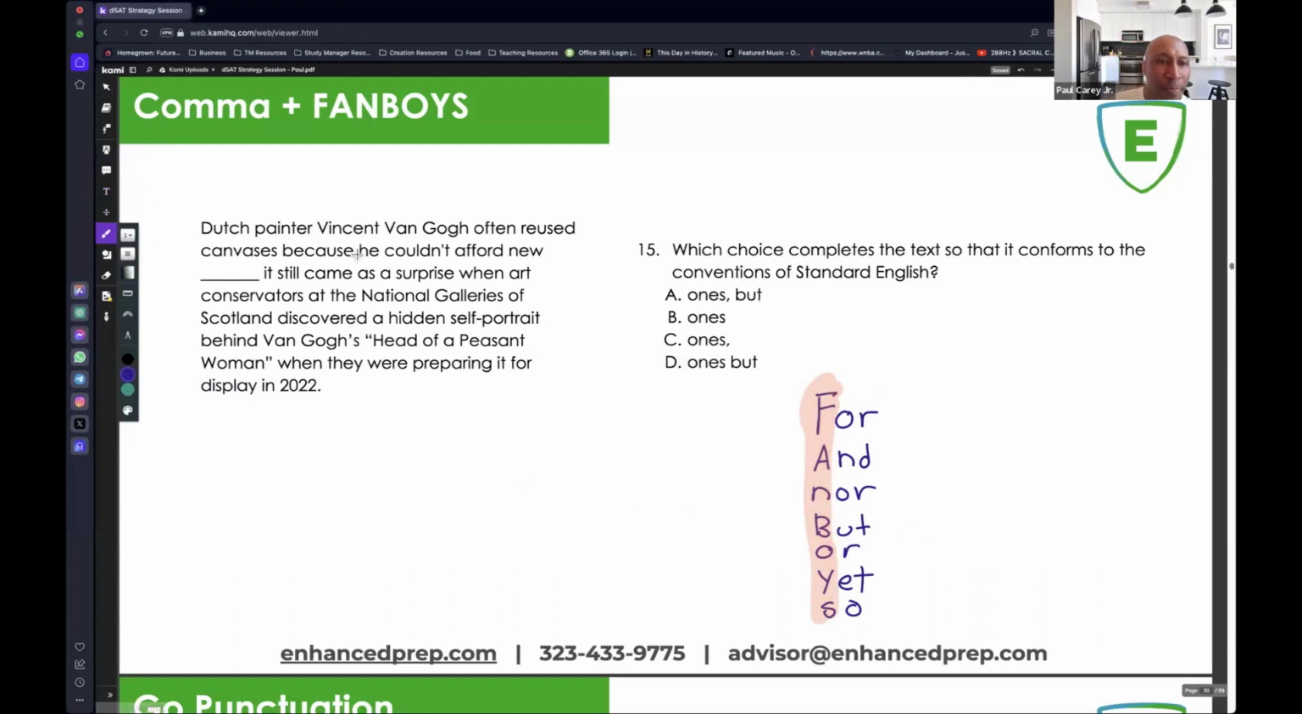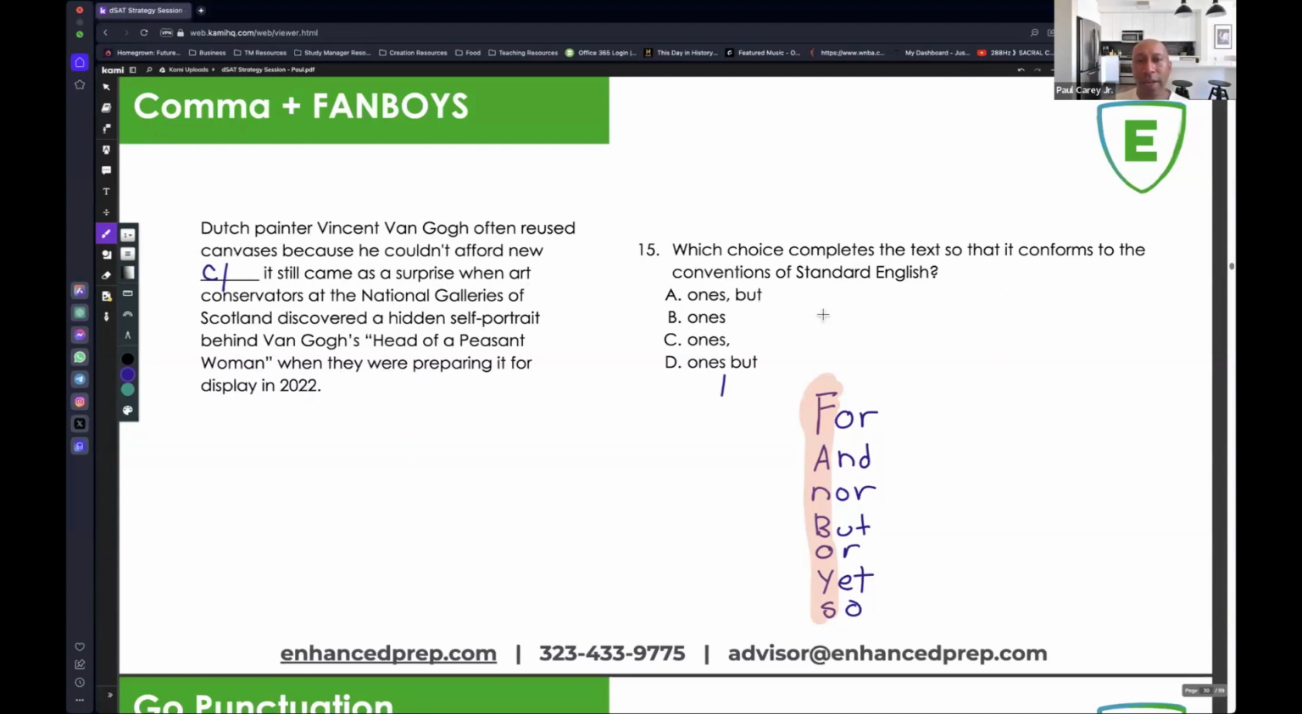So let's check this one out. Let's check the right part and the left part. As we see, we have something changing here. So let's see, the first part: Dutch painter Vincent van Gogh often reused canvases because he couldn't afford new ones. Cool. It's a complete idea. But it still came as a surprise when art conservators at the National Galleries of Scotland discovered a hidden self-portrait behind Van Gogh's head of a peasant woman when they were preparing it for display in 2022.